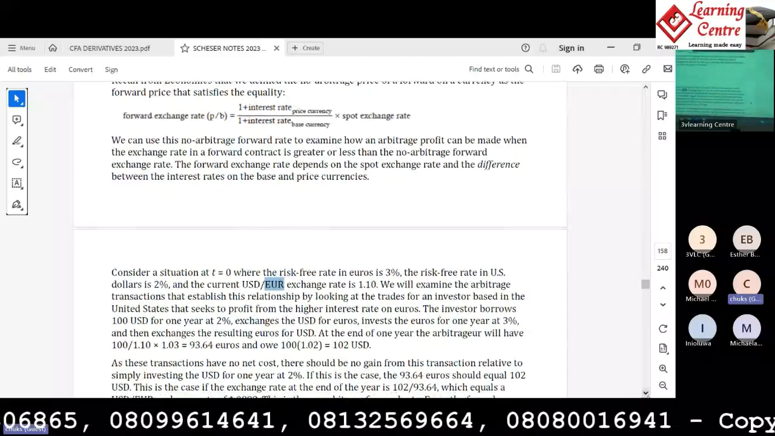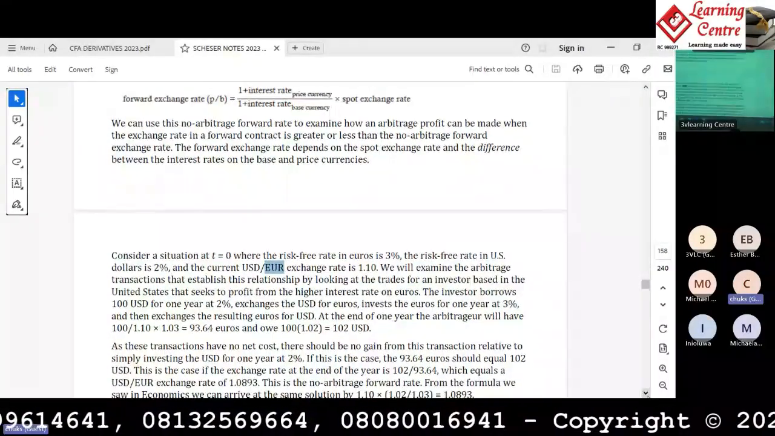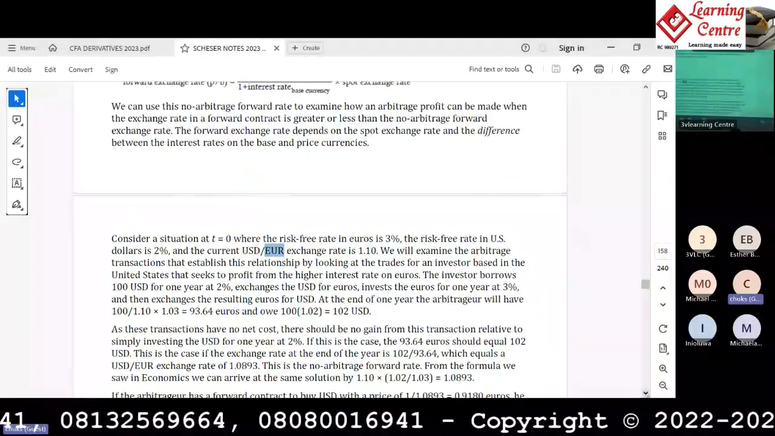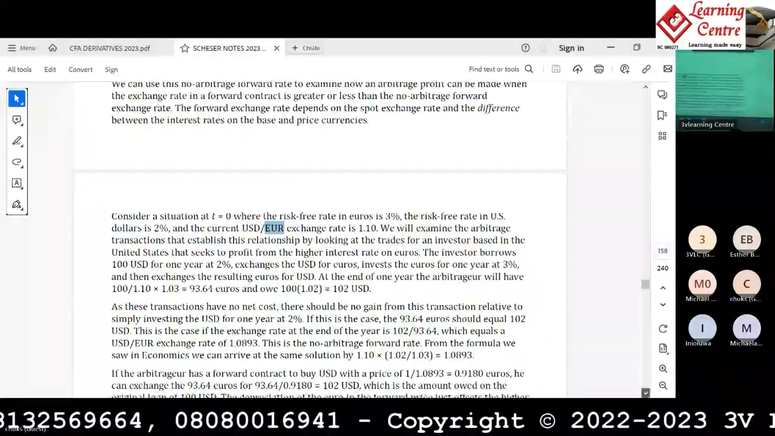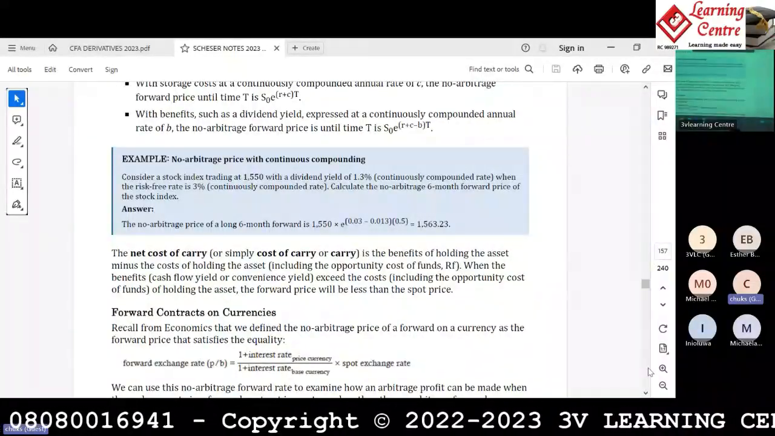I don't want to bore you with all the borrowing one currency and getting the next currency. You don't need to stress yourself about those ones. Okay, so just get the formula. This is what you need here, basically.